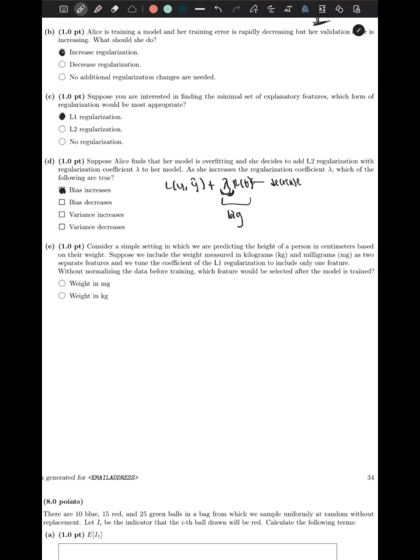But the variance of our model is actually going to decrease because as we penalize theta more and more, the theta values decrease. This means that our model is becoming less complex. And when our model is less complex, the variance also decreases.